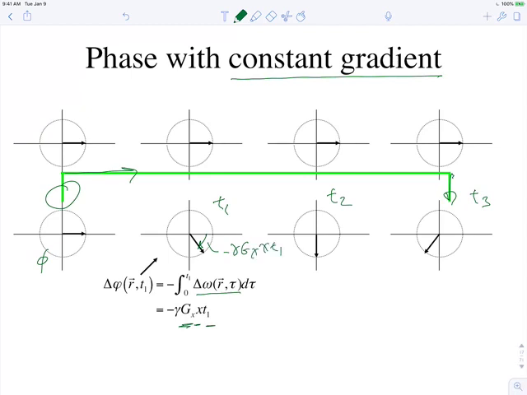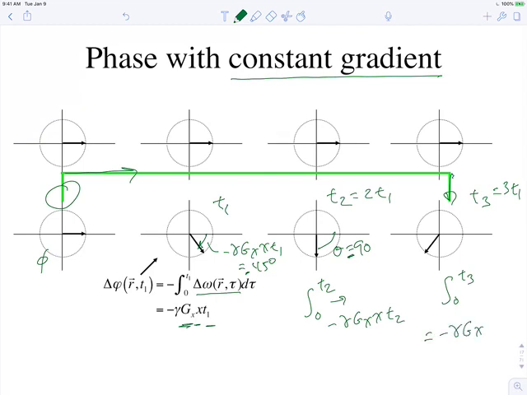Now let's assume I go to t2, and that t2 is equal to 2 times t1. This looks like about 45 degrees. If I wait twice as long, then my integral is just going to be twice as big. So if I integrate from 0 to t2, that integral is minus gamma gx x times the time I have it on, and let's say that's equal to minus 90 degrees, versus minus 45 degrees. Now t3, let's say that's equal to 3 times t1. If I integrate from 0 to t3, that gives me minus gamma gx x t3. Since t3 is 3 times as long, the area I've accumulated is 3 times as much, so now I'm at minus 135 degrees. That's with a constant gradient.